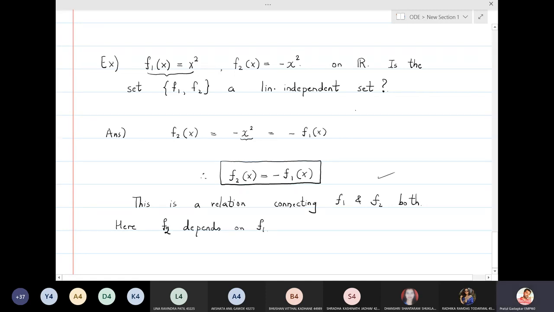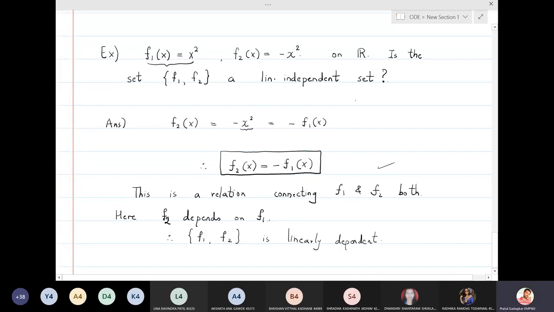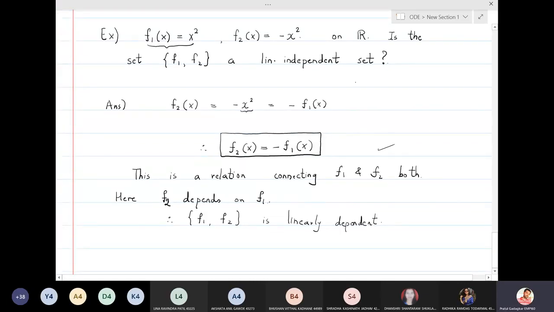If any one is dependent on the other, I will say that that set is a linearly dependent set. So it is not necessary to check that F1 is dependent on F2. I could just find a relation showing that F2 depends on F1 in some case of this type. So I will say that here F2 depends on F1. Therefore, the set F1 and F2 is linearly dependent.